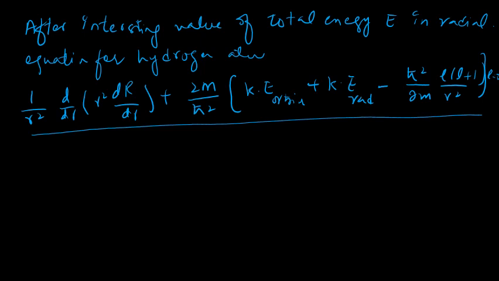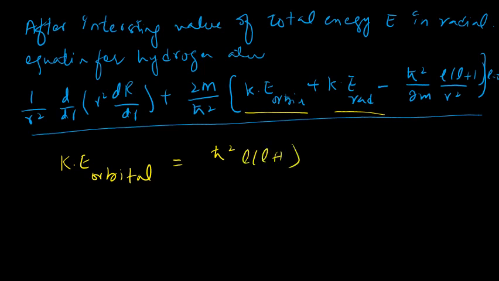Now we can separate here. We are going to discuss the orbital quantum number, so our concern is with the kinetic energy due to orbital motion. We have nothing to do with the kinetic energy due to radial motion, so we will take only the kinetic energy due to orbital motion. So the kinetic energy due to orbital motion, according to this equation, will be equal to h bar square L into L plus 1 divided by 2 m r square.